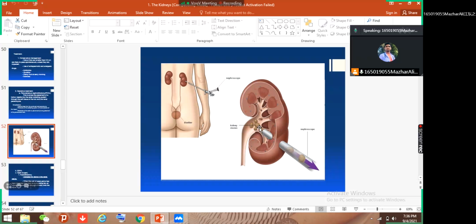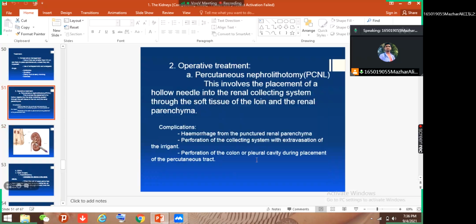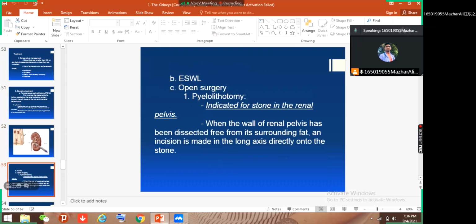But every procedure has some complications. It looks so easy, so simple, but its complications are many. What are the complications? It can puncture the renal parenchyma, perforate the collecting system, as well as perforate the colon. And then we do ESWL, extracorporeal shock wave lithotripsy, just to break down the stone. This is a non-invasive procedure.